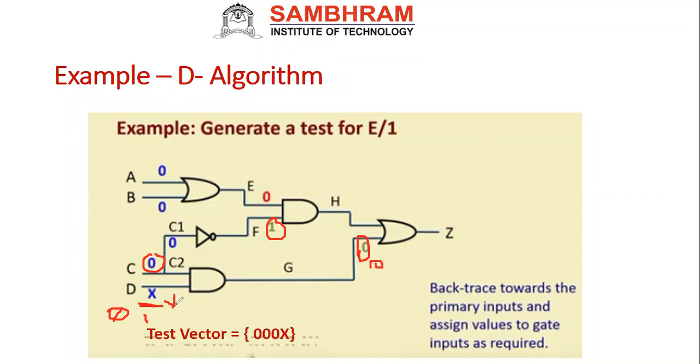D can be X. So my test vector is what? 0, 0, 0, X. See? This is one of the test vectors actually I can say. This is one test vector. So like this, we can find out with the D algorithm where exactly is the fault. Here the fault is here, okay?